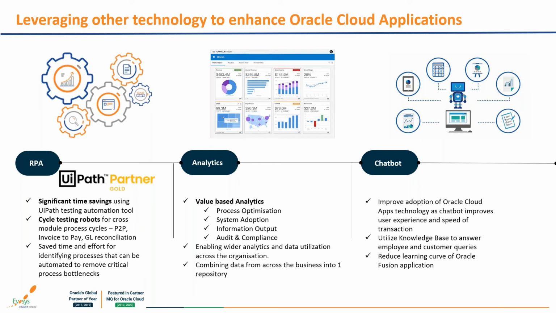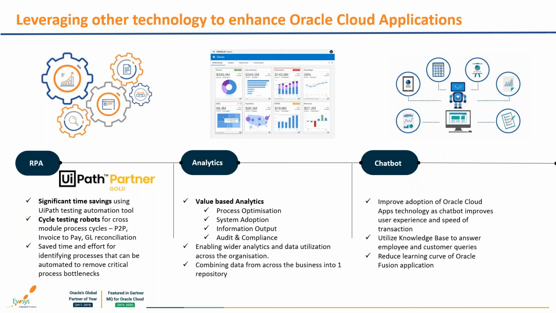From an analytics perspective, we spoke about how value-based analytics as a solution can be overlaid on the existing analytics that come as part of Oracle Cloud, and how it provides key information around 4 key areas. So process optimization, and how we help to identify processes that can be optimized or even automated. System adoption, where we can help to identify areas and reasons for low adoption rates, for example, and in turn provide recommendations on changes to improve those.